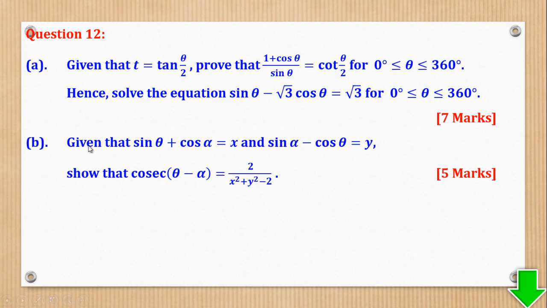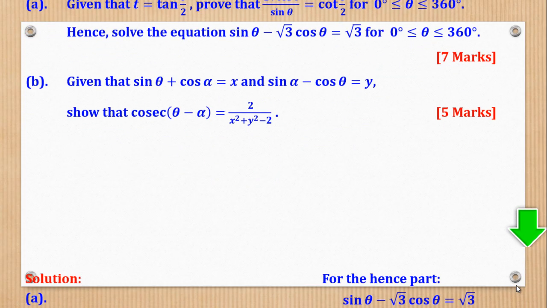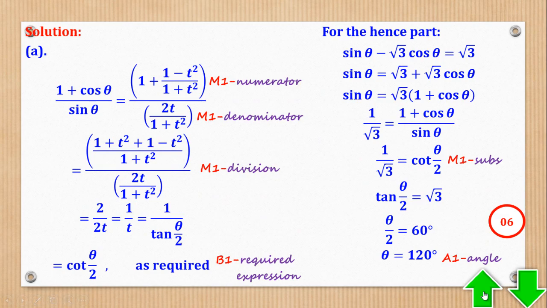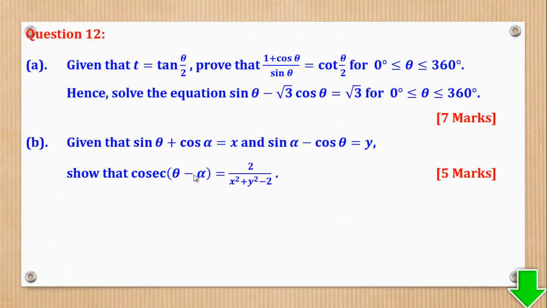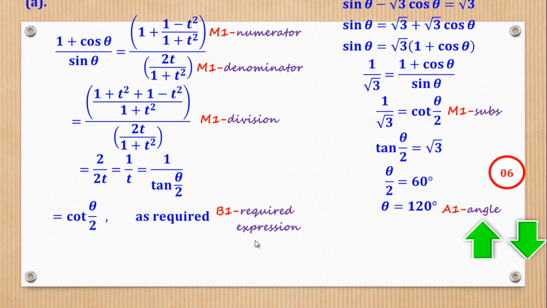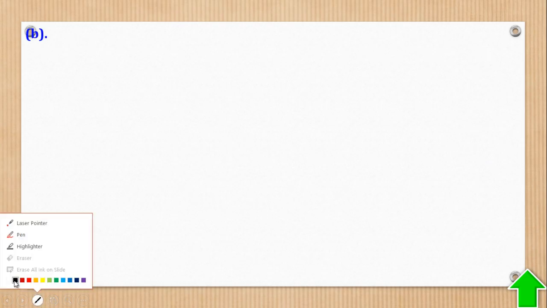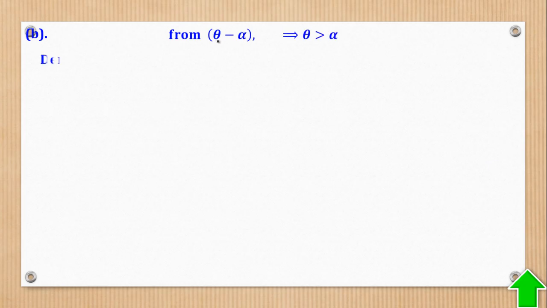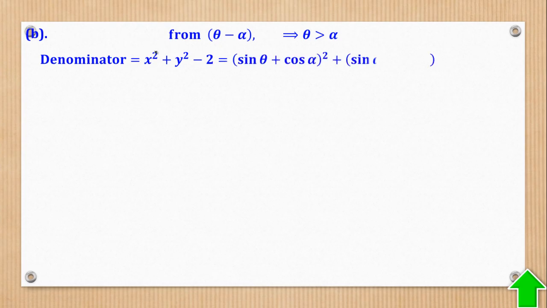Okay. Then part B says, given that sine theta plus cos alpha is x and sine alpha minus cos theta is y, show that cosec this is equal to this. So here it is better you begin from this right hand side. Now I want you to realize that here they said theta minus alpha, meaning theta is bigger than alpha. There's a reason why. We shall see why it is important. So let me first deal with the denominator alone.